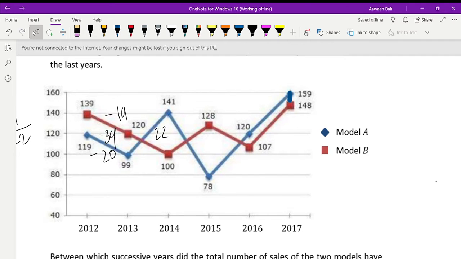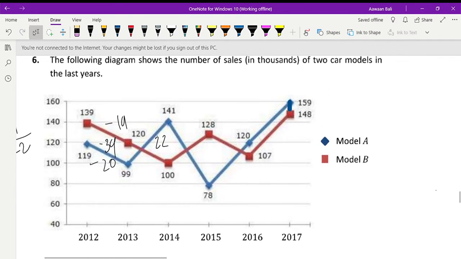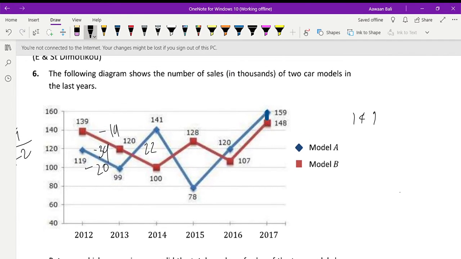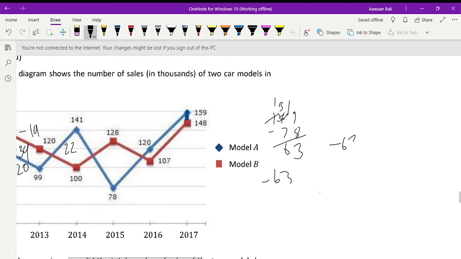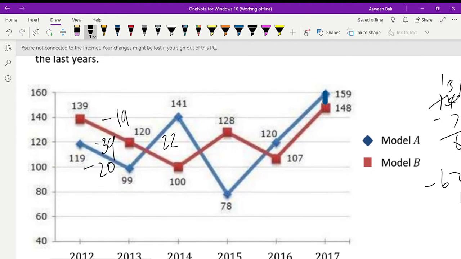And then we have 2014 to 2015. The negative here is really big, minus 63. And then we only have a plus 28, so minus 63 plus 28. Oh, yeah, so basically 63 minus 28, you could say, is 35. So we got minus 35 for this.